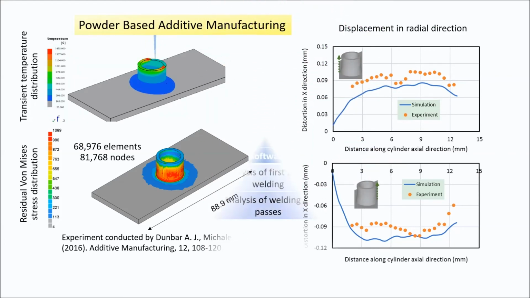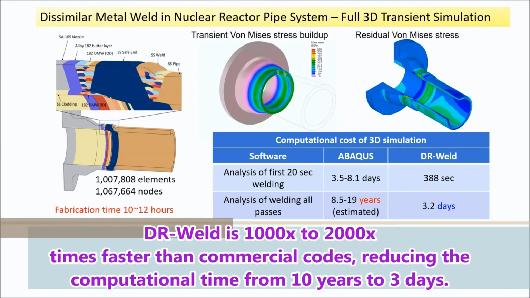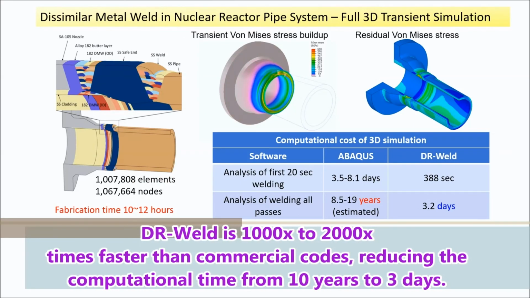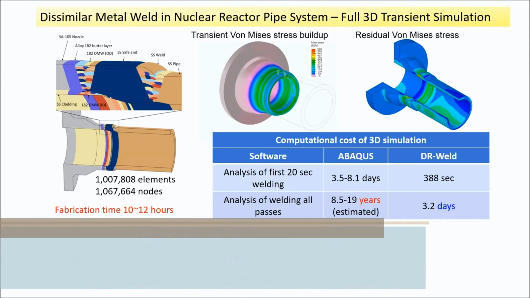This is a 3D simulation of a nuclear reactor pipe system. It is estimated that the commercial software requires around 10 years to complete the simulation. DR-Weld only needs about 3 days.